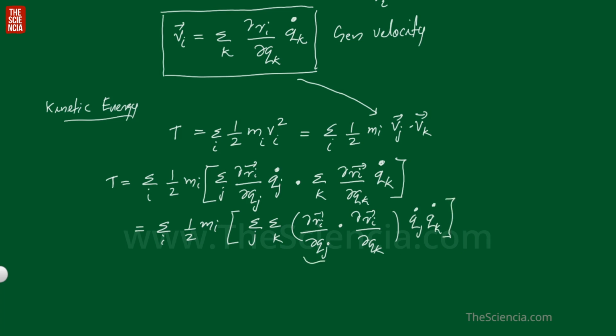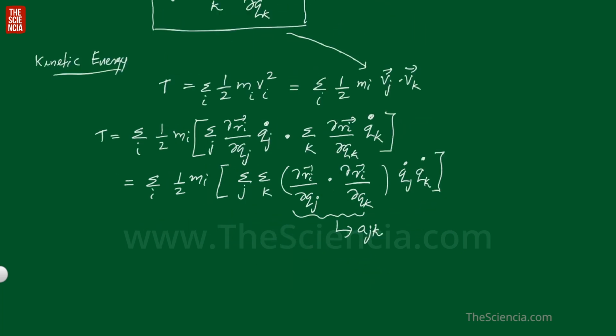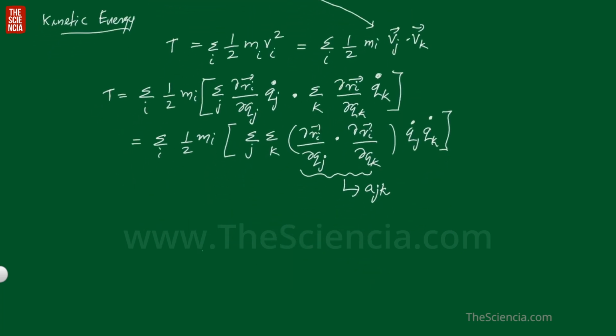And this term, I am calling this term as ajk. So I can rewrite this equation as follows, that is T equal to summation over i of 1 by 2 mi into summation over jk of ajk qj dot qk dot. So this is the generalized kinetic energy.